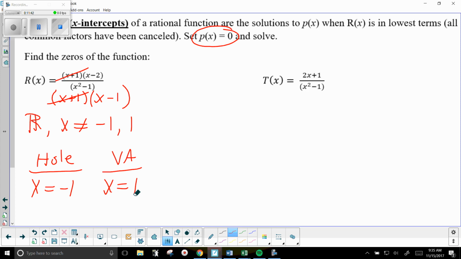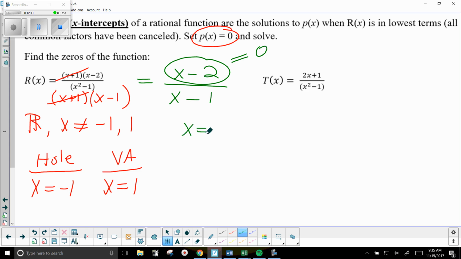So now the whole point of this is to come up with the x-intercepts, but it has to be in simplified terms. So I'm going to rewrite this as the only thing left on top over the only thing left on bottom. And what it says to do is take the p of x, which is the numerator, and we set the numerator equal to 0 and solve whatever it comes out to be. So in this case, pretty easy. X would equal 2. Add 2 over, you get x equals 2.